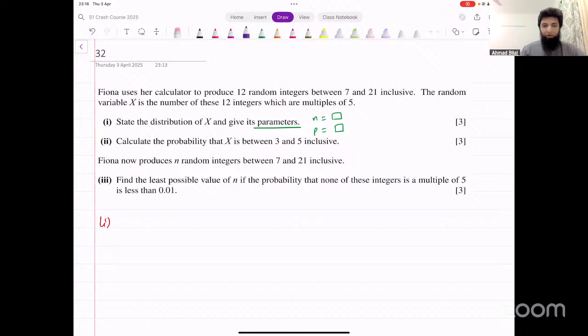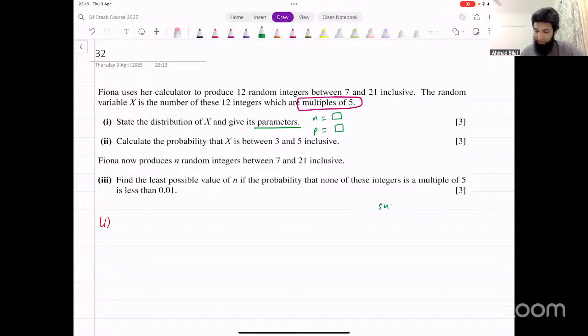Do we have two possible outcomes? What are the outcomes? X is the number of these 12 integers, which are multiples of 5. So what is our concern here? What is it that we're looking for? We're looking for multiples of 5. So we can classify it like this.